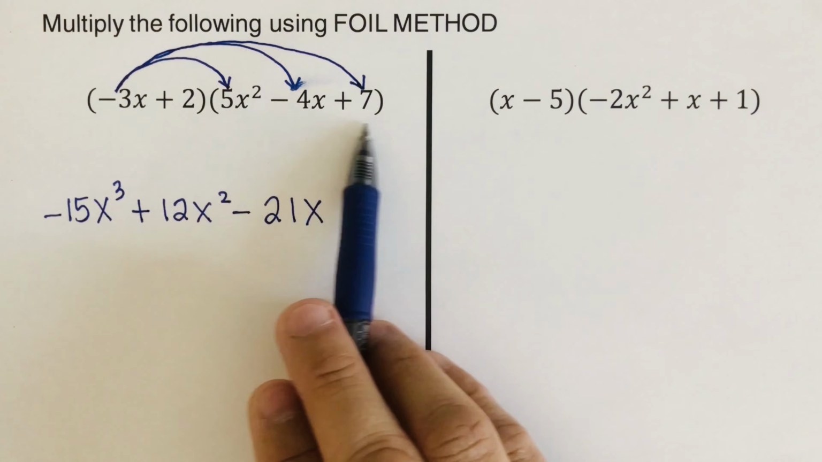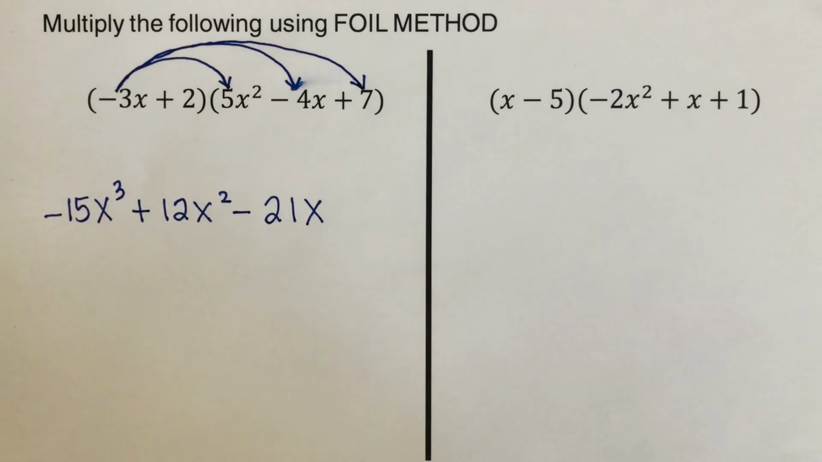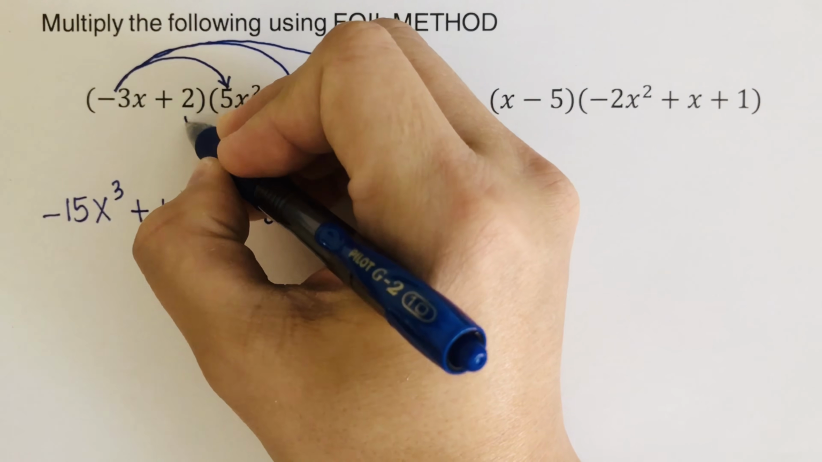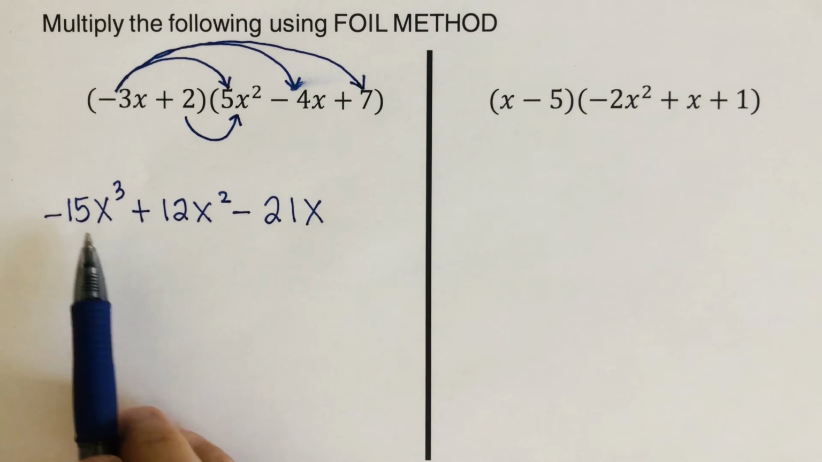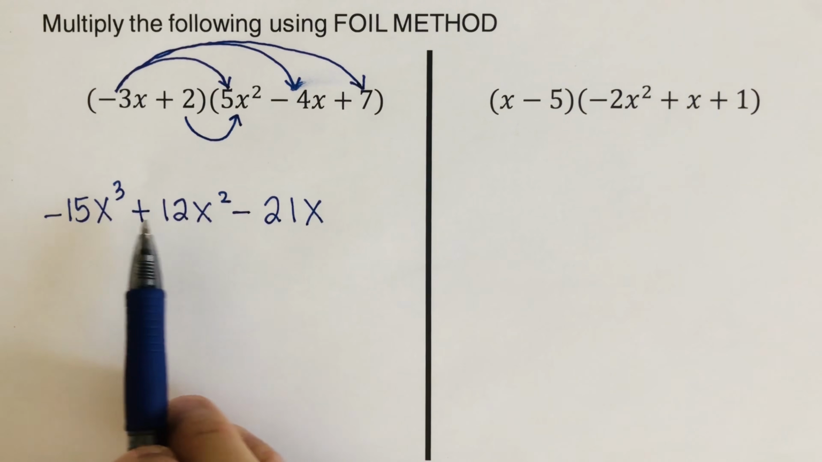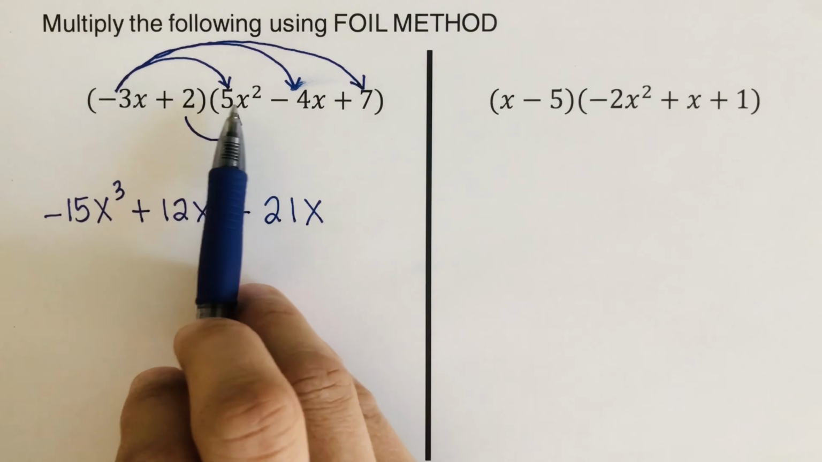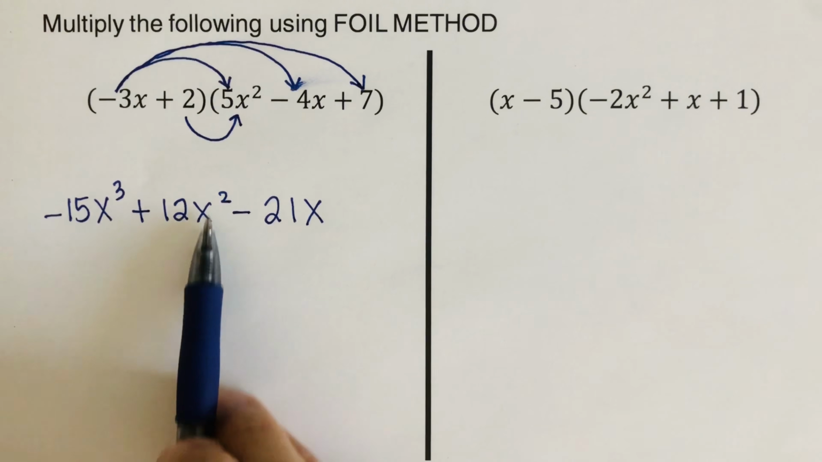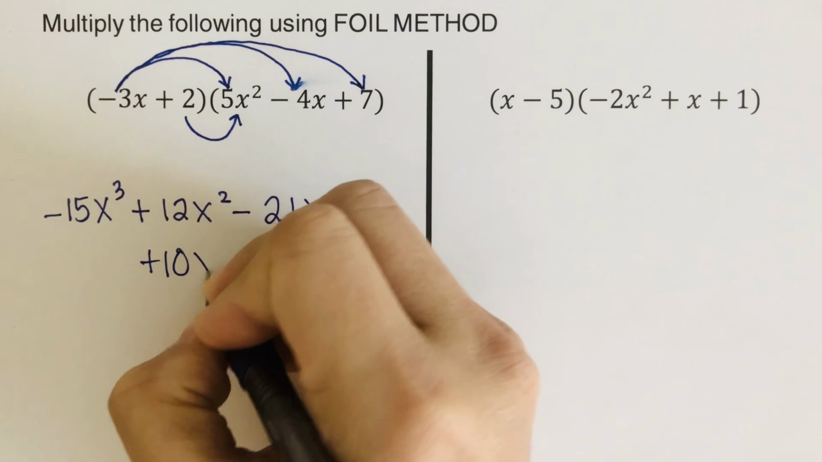Okay, now after that, we are going to multiply this second term of this first group here to each of the terms again inside the parentheses of the second group. So that would be 2 times 5x squared would be 10x squared. Now we are going to group like terms together. This is cubed and this is squared. So I'm going to put that next to this because that's x squared. So that would be a plus 10x squared.